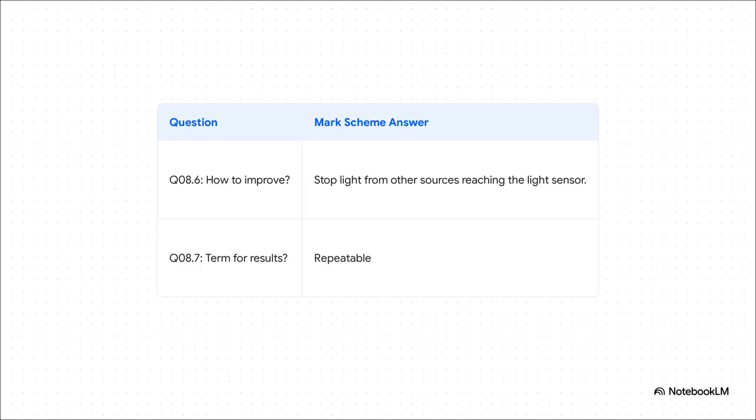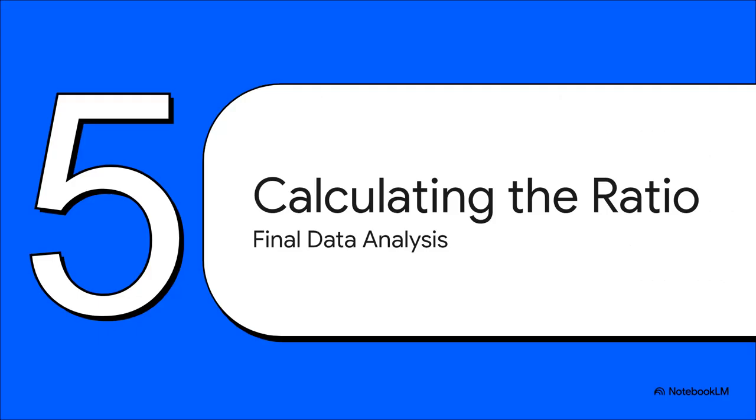You might have heard reproducible. That's when someone else can follow your method and get the same results. It's a small difference, but a really important one. We are on the home stretch now. This final part of the question is worth 4 marks, and it asks us to analyze a totally new graph to figure out a relationship and a chemical ratio.